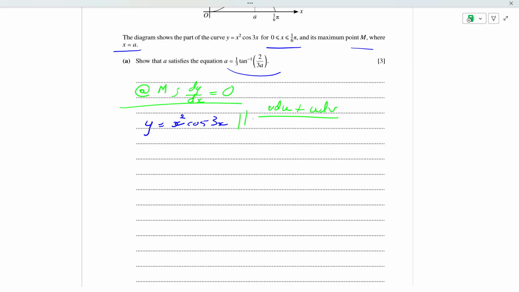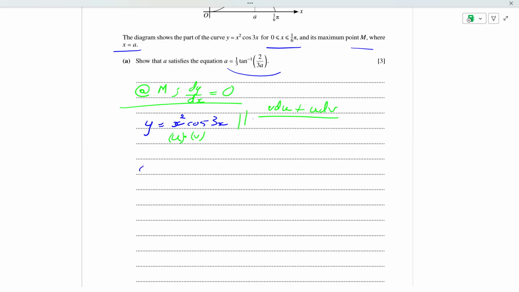All right. But essentially what you're doing here, as you can see, is selecting one term as u. So let's say this is u multiplied by v. You're holding v constant, then differentiating u, then you add u held constant multiplied by v differentiated. That's what you're doing essentially.